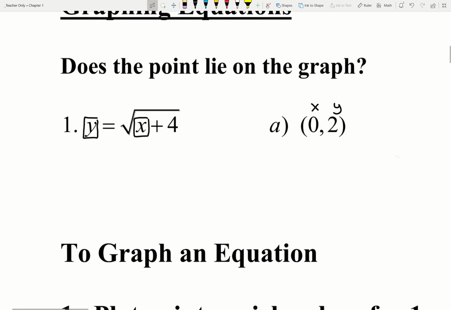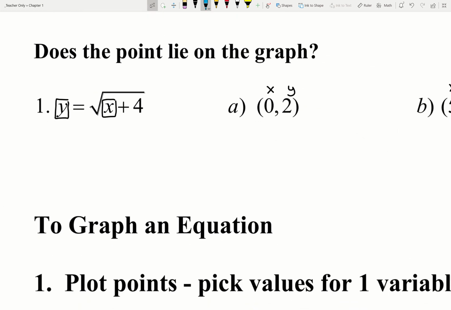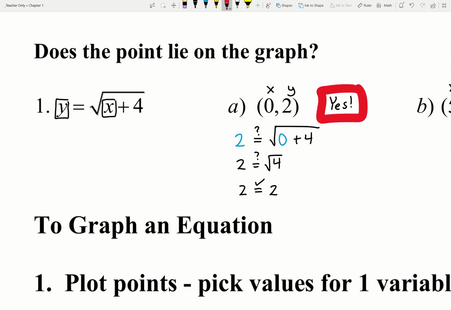So all we have to do is plug in 0 and 2 for x and y respectively and see if we get the same number on both sides of the equation. If I plug in 2 for y and 0 for x, my question is, does this end up being the same number on both sides of the equal sign? I think you'll find that it does, because 0 plus 4 ends up being 4, and the square root of 4, of course, is simply 2. We end up with the same number on both sides, so that means yes, this point is going to lie on that function because its coordinates work when I plug them into the equation.